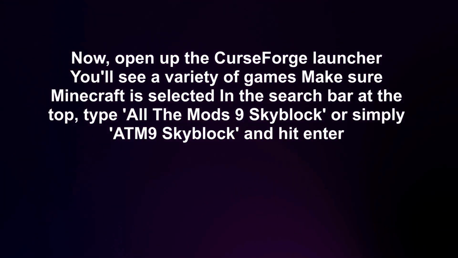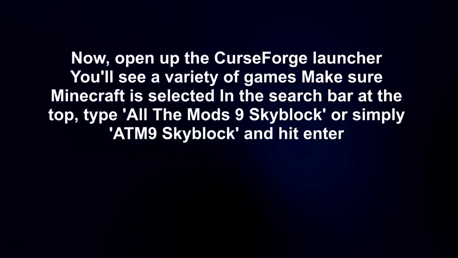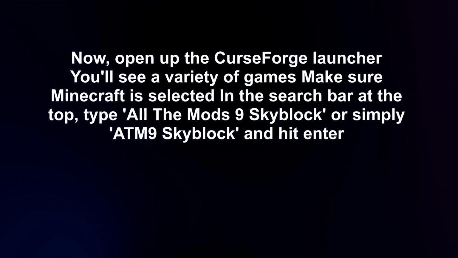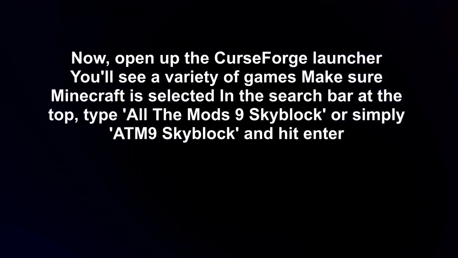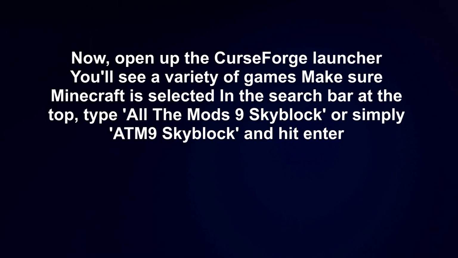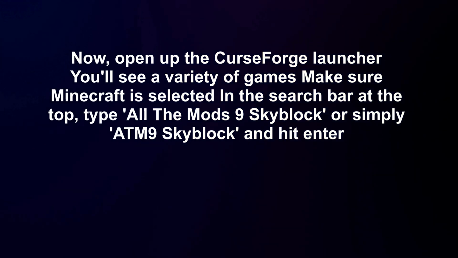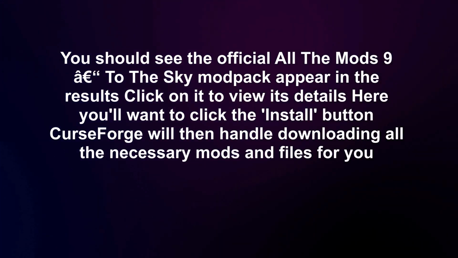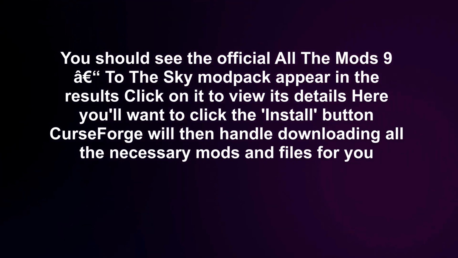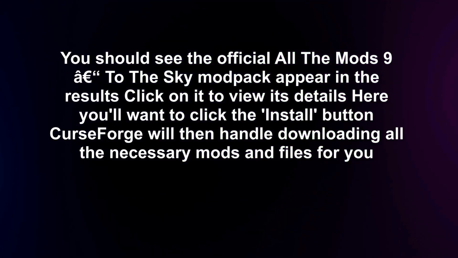Now, open up the CurseForge launcher. You'll see a variety of games. Make sure Minecraft is selected in the search bar at the top. Type All the Mods 9 Skyblock, or simply ATM 9 Skyblock, and hit enter. You should see the official All the Mods 9 To the Sky modpack appear in the results. Click on it to view its details.